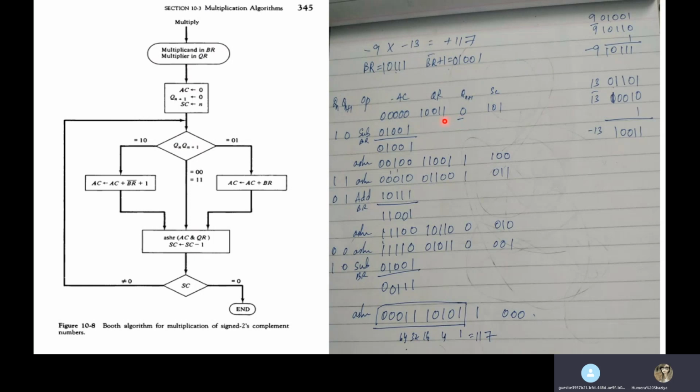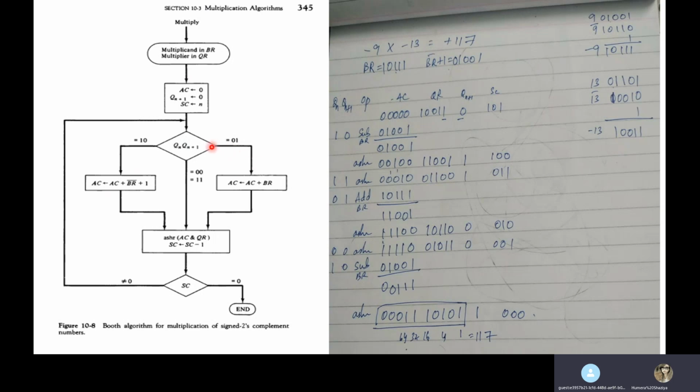Both these bits determine which operation has to be performed. If their combination is 1 0, you have to do AC plus BR bar plus 1, which is equal to AC minus BR. Subtraction operation, if you recall, is implemented as addition operation on 2's complement form.